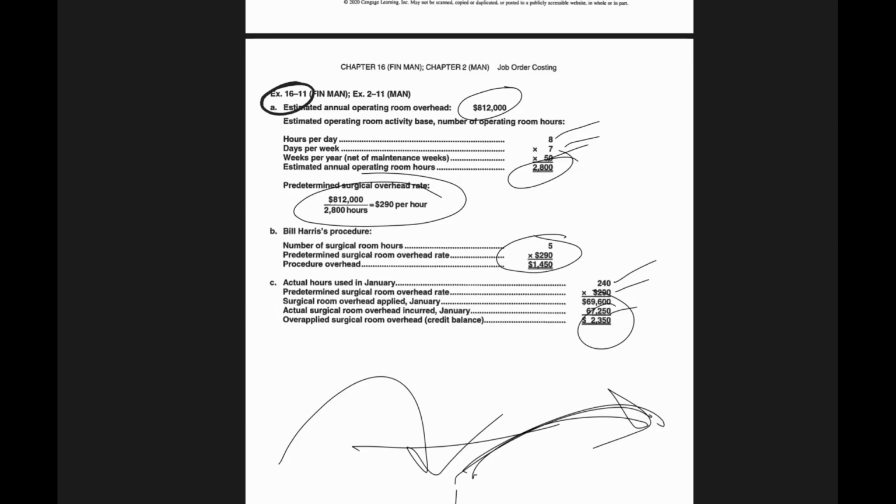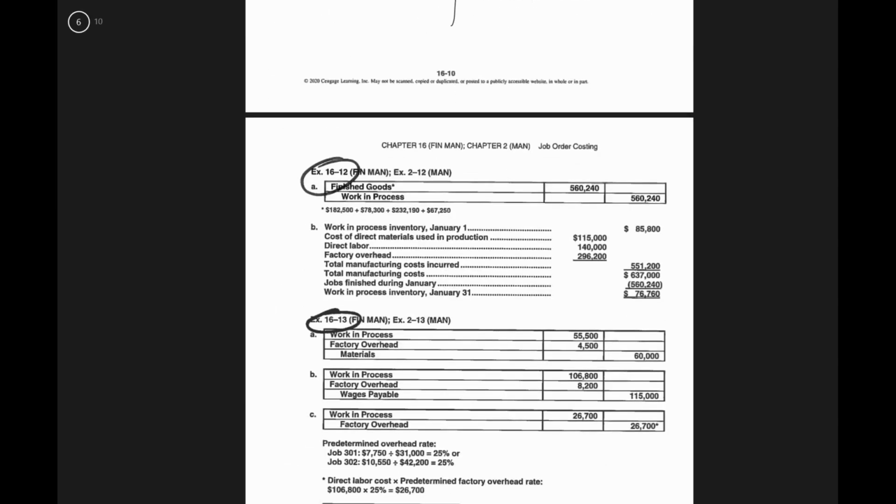Entry for jobs completed and the cost of unfinished jobs. All right, so the following account appears in the ledger. So there is WIP, beginning, where they add some materials again, labor, overhead. All right, jobs finished during January are summarized as follows. So we have 1, 2, 3, 4 jobs. The sum of all of those jobs equals $560,240. So we're taking it out of WIP and, of course, putting it into finished goods.